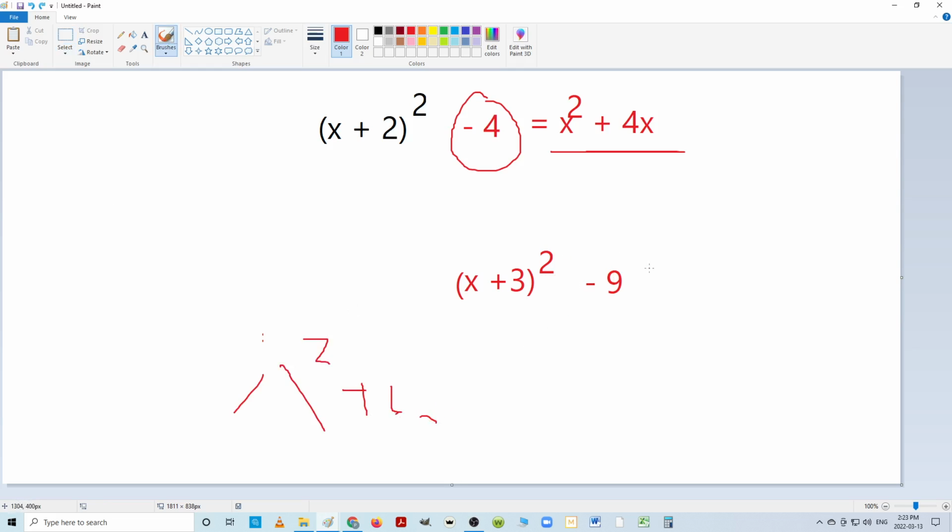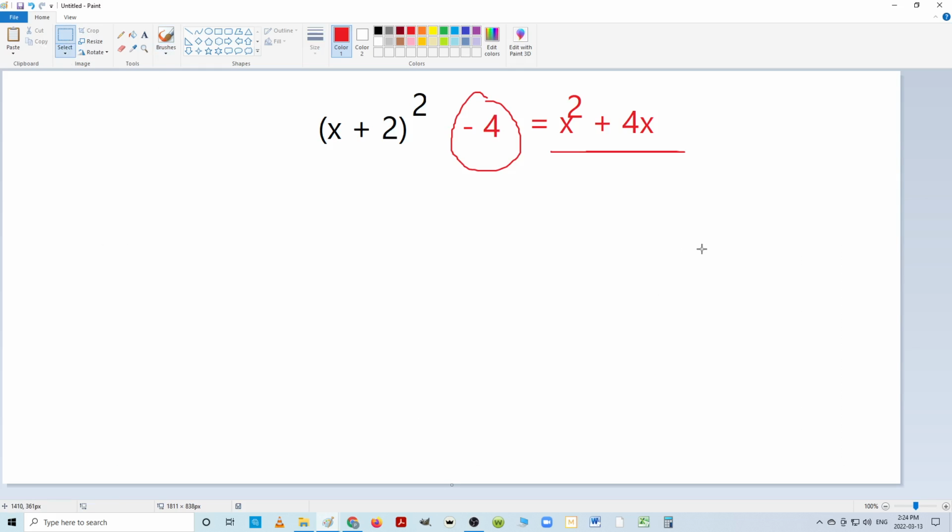It also puts it in vertex form. I can see now minus 3 comma minus 9 is the vertex, and that's kind of the point of why we're doing this. And I can also solve it when it's equal to something much easier than I can in standard form. So this is a very useful thing.